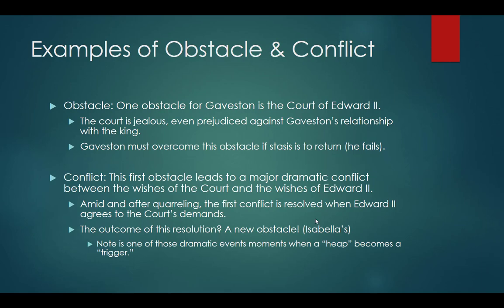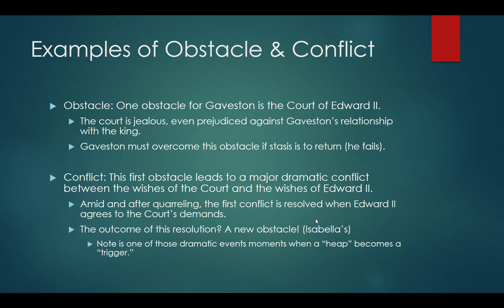Amid and after the quarreling, the first conflict is resolved when Edward II agrees to the court's demands. So Gaveston cannot overcome the obstacle of the court. He can't get a good opinion of them. He can't get them on his side, which leads to the conflict between the court confronting Edward about Gaveston. And ultimately, that conflict is resolved by Edward agreeing with the court, essentially agreeing to do what they say.